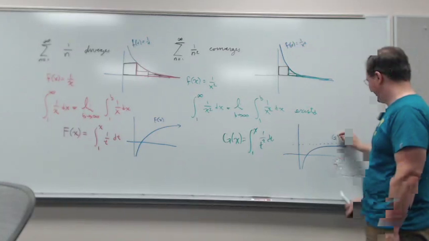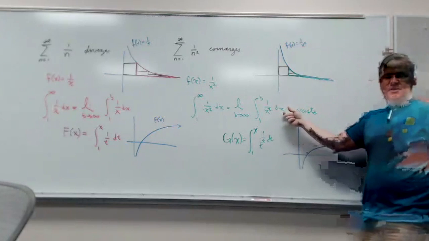When you evaluate this limit and you get 1, it means it has a horizontal asymptote at 1.